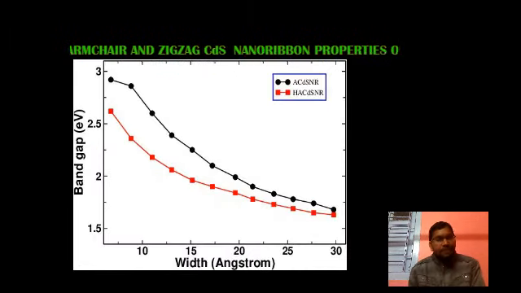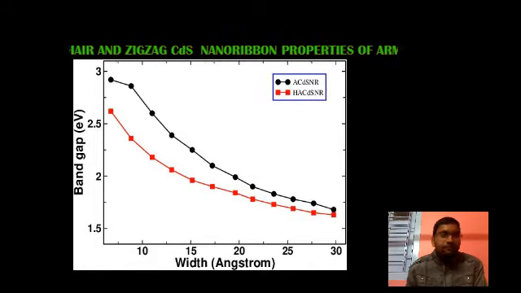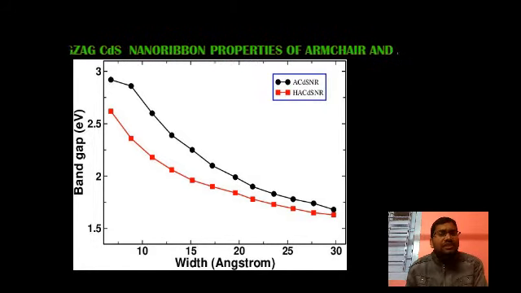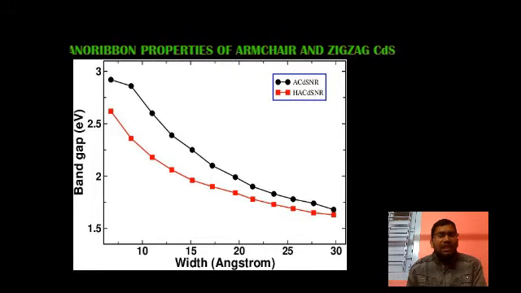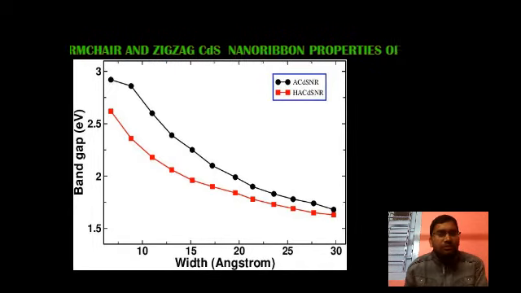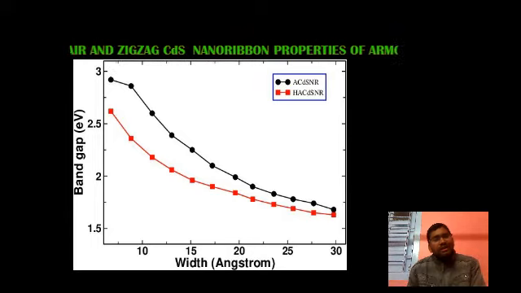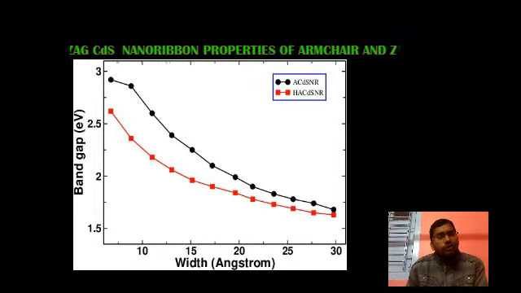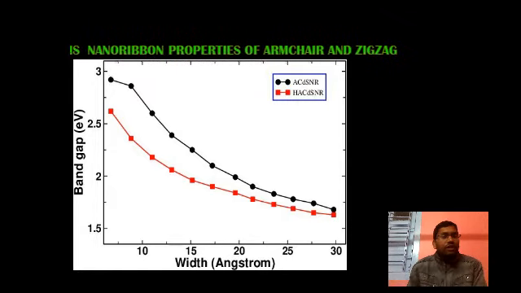Next, this is the band gap. This is an important parameter for judging its usefulness in various band engineering electronic devices. Here we can see its band gap decreases with the increase of the ribbon width, and if we passivate the edge atoms, its band gap also decreases. This is an important property.